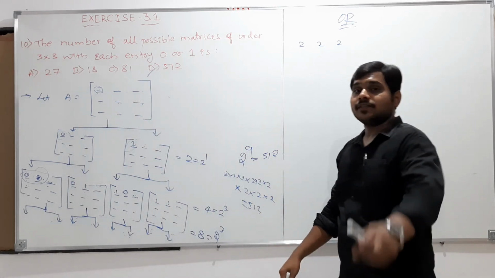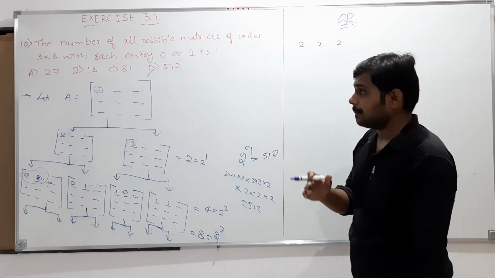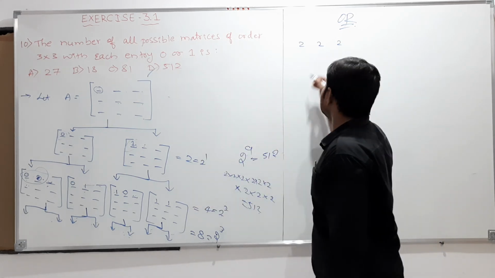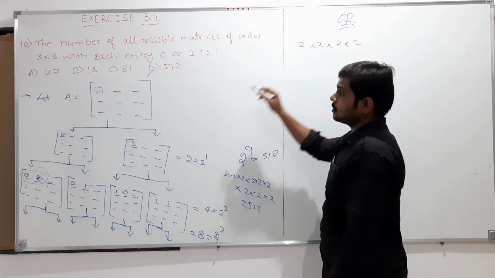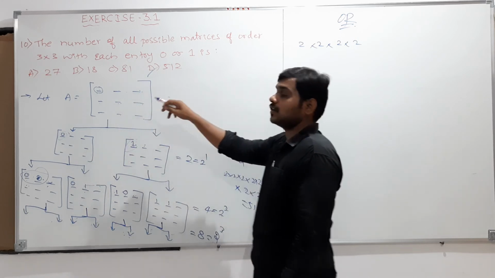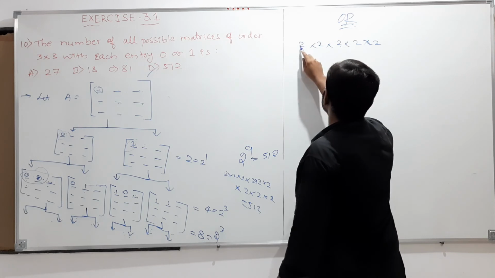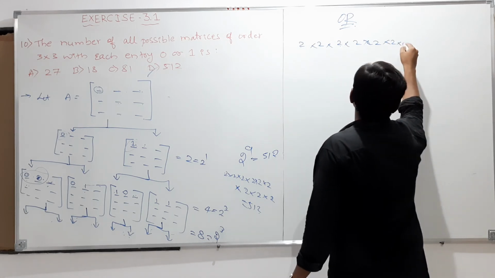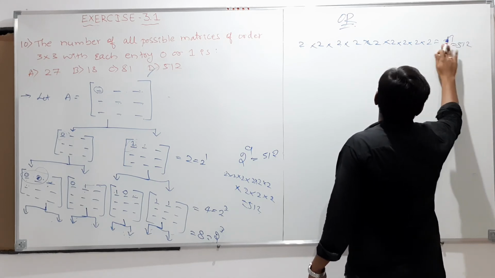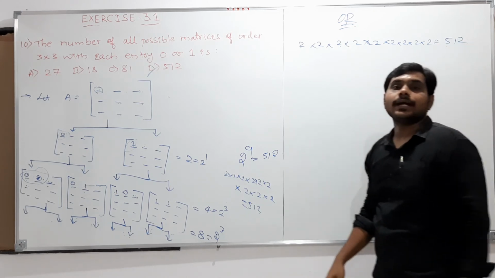So in the permutation we use the multiplication counting principle. According to that I can write 2 into 2 into 2: for this element two options, for this element two options. Totally there are 9 elements, so 2 into 2 into 2, like this nine times. 1 2 3 4 5 6 7 8 9. Therefore 2 to the power 9, that is 512. Or else, if you multiply all this, you will get 512. Like this you can think.